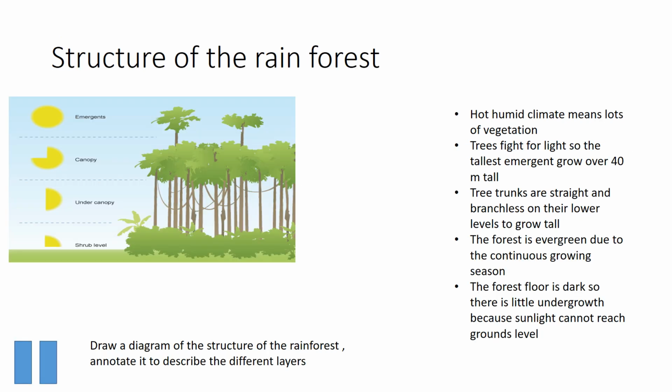Plants grow so well in the humid climate that they have to fight for sunlight. They do this by growing tall and straight with few branches on their lower levels. The forest floor is so dark that there is little growth here, except for plants like ferns that have adapted to life in the shade. The rainforest structure, as you can see from the diagram, has 4 layers: the shrub layer, undercanopy, canopy and emergence, all of which receive different amounts of light.